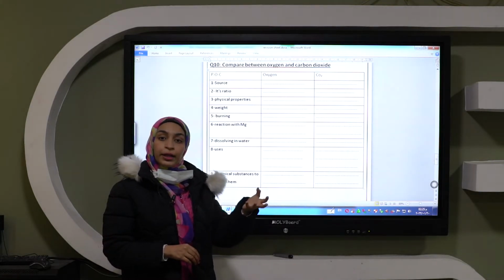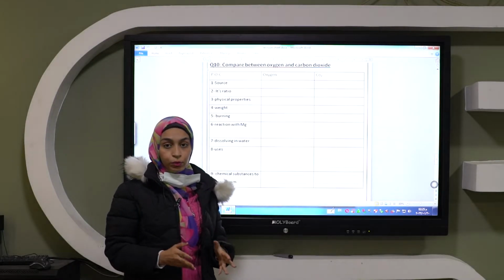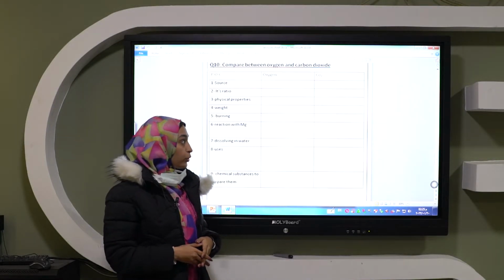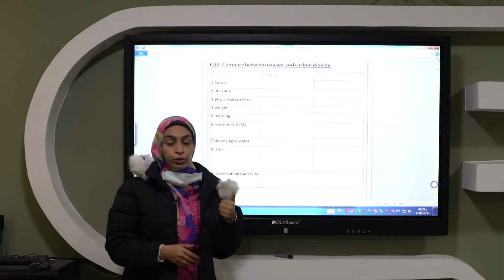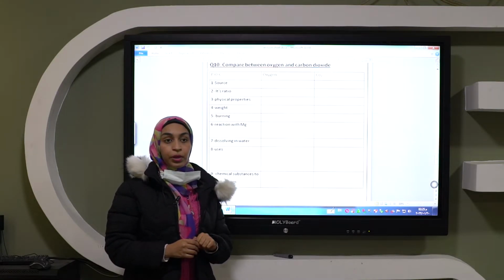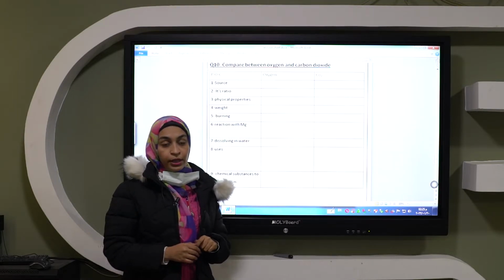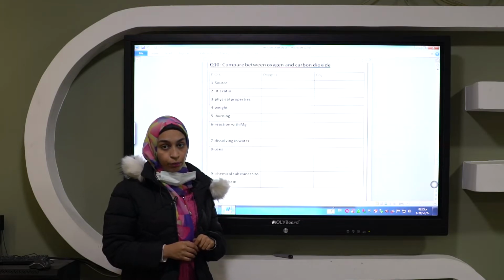it's the green plants, which is the main source of energy, and they can make the photosynthesis process to produce their own food. While the carbon dioxide has many sources like the respiration of all living organisms, the respiration of humans and animals. Number 2, burning of organic materials, and number 3, burning of fuel in all means of transport.